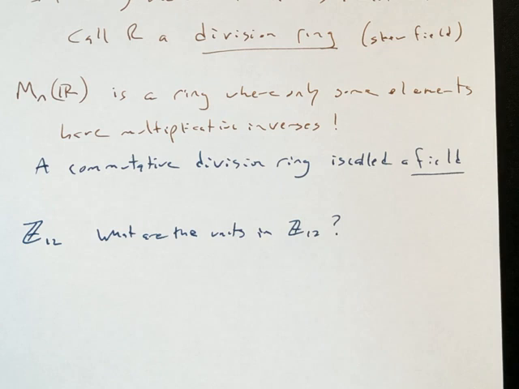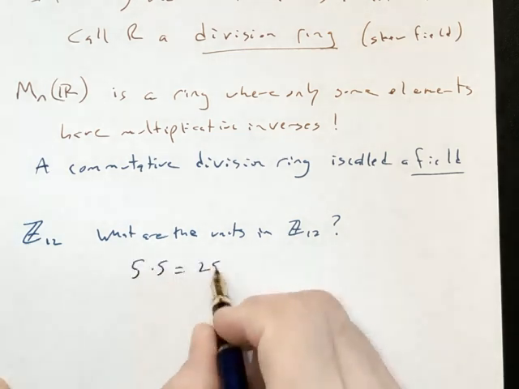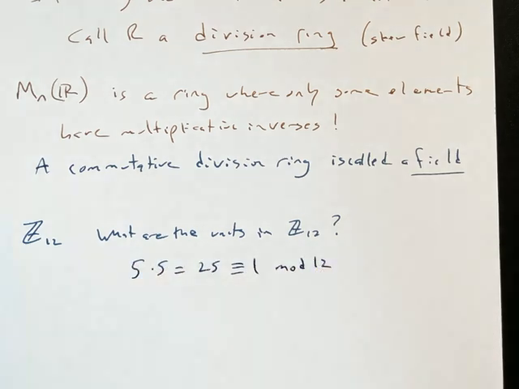I'm only looking at the numbers from 1 through 11, because units we never include 0. The multiplicative identity in Z12 is 1, so again, I'm trying to solve AB equals 1 in Z12. So what things can I multiply together in Z12 to get 1? 5 and 5. Because 5 times 5 is 25, and 25 is 1 bigger than a multiple of 12. Five is a unit.